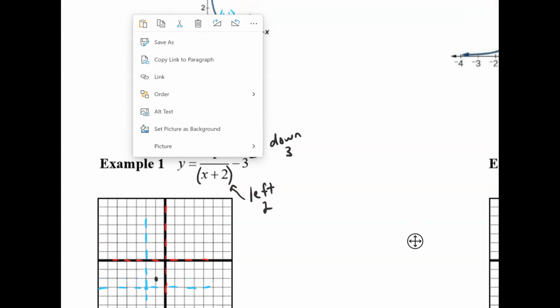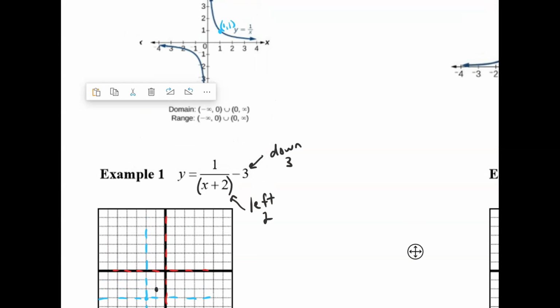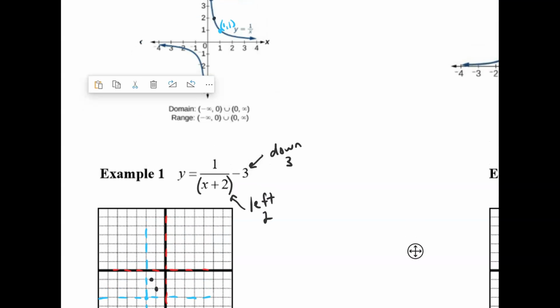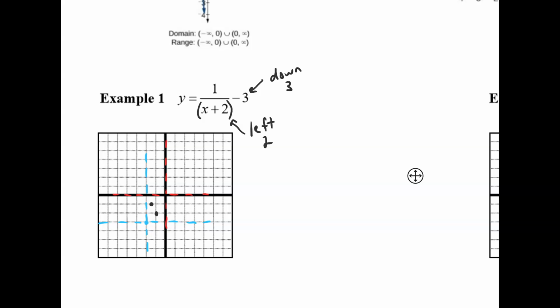And while the parent function has the point 1/2, 2, this one would go 1/2, 2 from the intersection of the asymptotes. And while the parent function has the point 2, 1/2, this function will have the point from the intersection of the asymptotes over 2 and up 1/2, so right there. So this branch would look something like that.